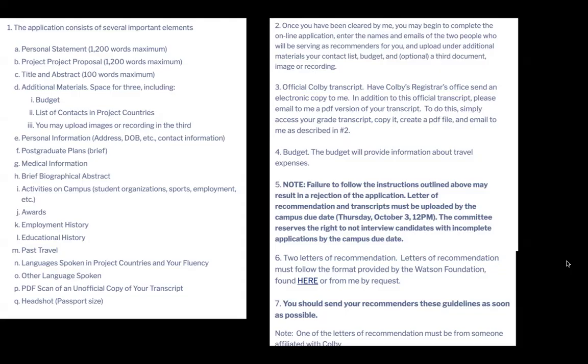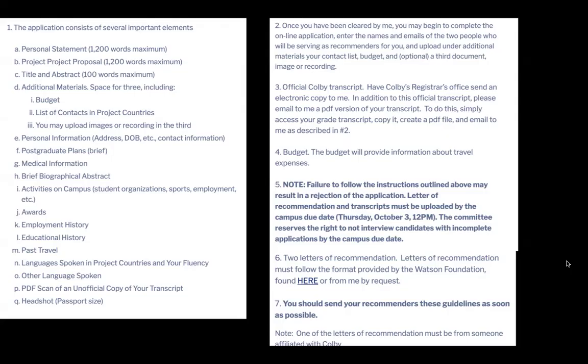Personal information, very brief postgraduate plans. And now keep in mind that your Watson does not need to be a direct development out of your major or something that leads to what you will do when you come back to reality. Okay? We can talk more about what makes a good Watson.